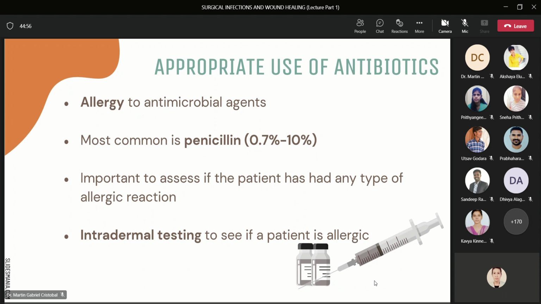Next is allergy to antimicrobial agents. It is important to ascertain whether the patient has had any type of allergic reaction in association with administration of a particular antibiotic. The most common is penicillin allergy, occurring in 0.7% to 10% of the population. Some centers perform intradermal testing to see if a patient is allergic to a specific antimicrobial agent.